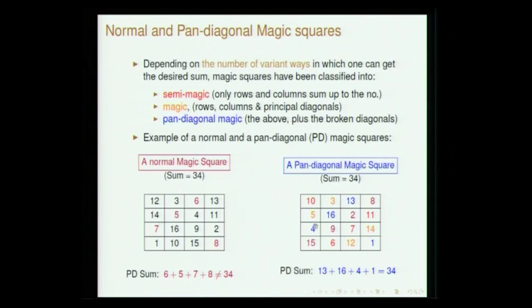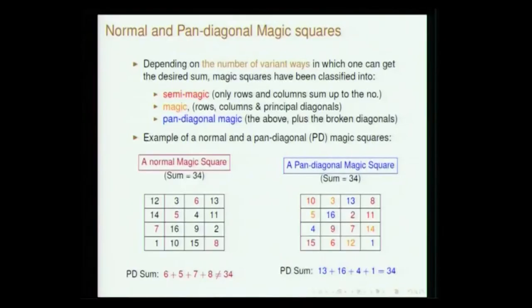But again, the same elements fill up this magic square, so this is a pan diagonal magic square wherein you can see that 13 plus 16 plus 4 plus 1 is 34, or you can take 14 plus 12 plus 5 plus 3 is 34, or 10 plus 6 plus 7 plus 11, all of them sum to 34. This is what is called a pan diagonal magic square. Indians have specialized in constructing pan diagonal magic squares, and as you will see, Narayana Pandita presents various methods by which one can obtain pan diagonal magic squares.